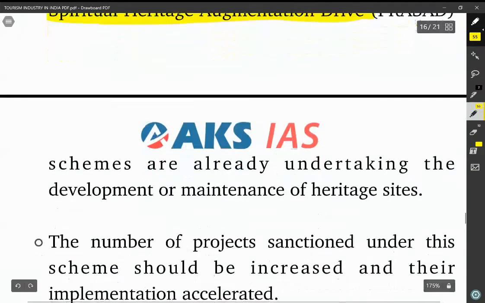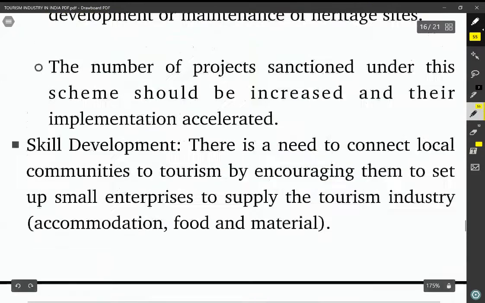are already undertaking the development and maintenance of heritage sites. However, they should be complemented by more government funding and private sector as well as NGO efforts. The number of projects sanctioned under the scheme, that is the Prasad scheme, should be increased and their implementation should be accelerated.